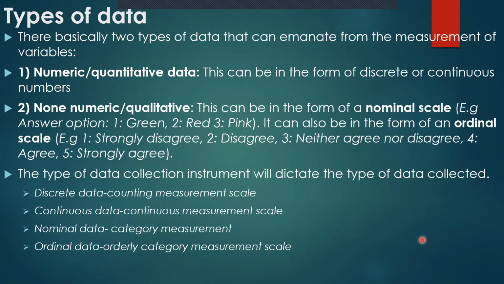Okay, let's look at the types of data. There are basically two types of data that can emanate from the measurement of variables. We've already touched on this in the type of scale, the quantitative scale and qualitative scale. For quantitative, we can have continuous data and discrete data. For non-numeric, which is the qualitative, we have nominal data and ordinal data. So I'm not going to talk too much on this. Before we were talking about scale, now we are talking about data. The type of data and the type of scale are almost synonymous. If it's nominal data, it's going to be a nominal scale.